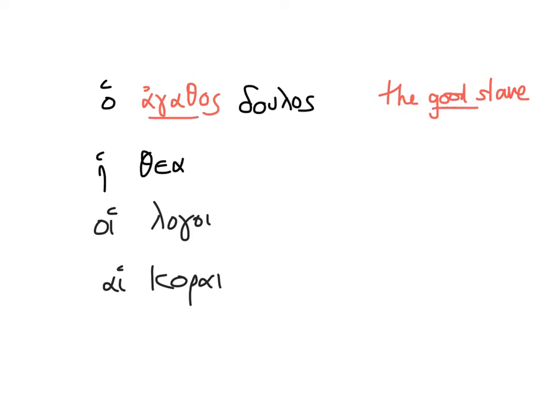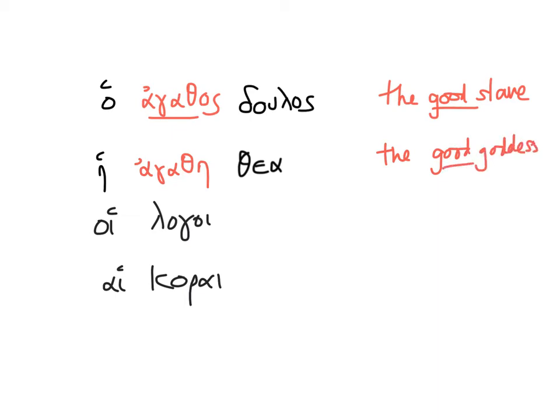Now let's do the same to the next example. I'm going to move thea away from the article, and I'm going to add the word for good between the article and the noun. This time, though, I'm not going to spell it as agathos, but I will spell it differently, agathe, and that has made the expression the good goddess. So clearly the word for good could be spelt agathos, or it could be spelt agathe. Why does it have different spellings?